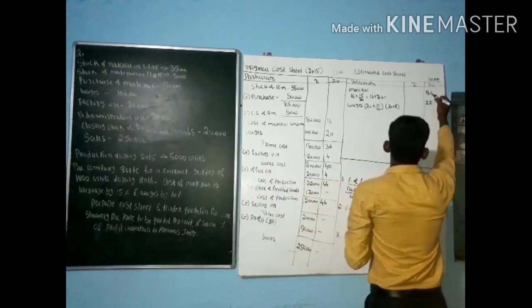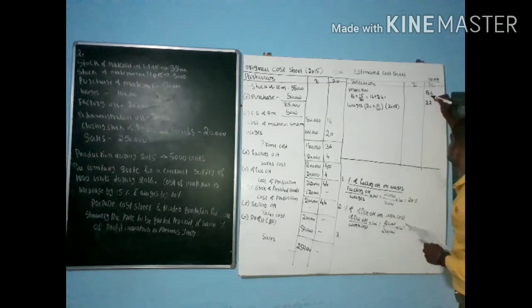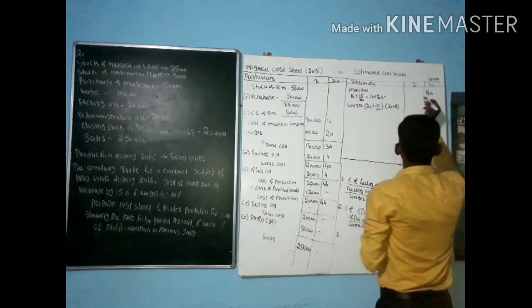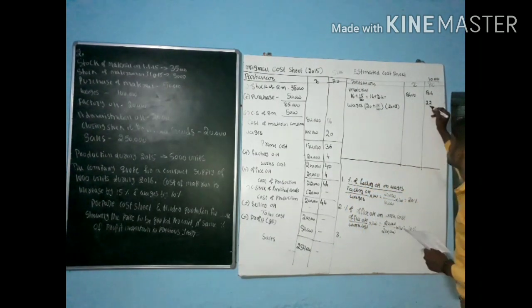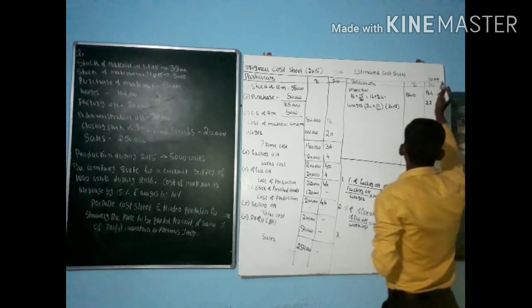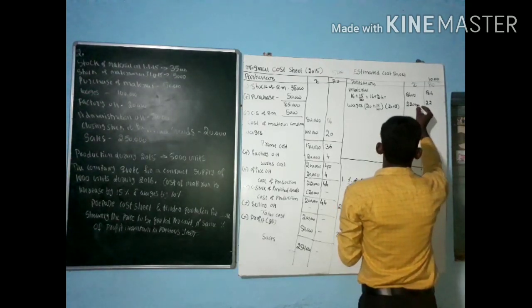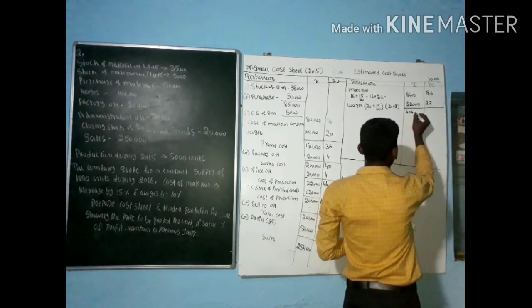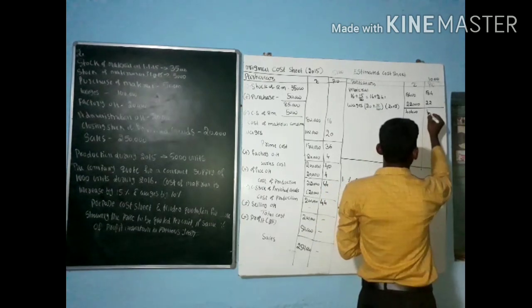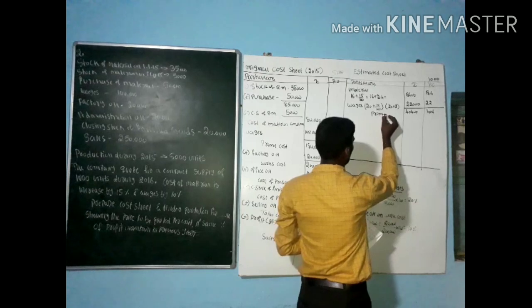Now here 18.4 per unit. How many units are we producing here? 1000. So 18.4 into 1000, that is 18,400. Next one, wages 22 per unit. So if it is 22 per unit, what is it for 1000? 22 into 1000, that is 22,000. So total, that is 40,400. Per unit value is 40.4. It is called prime cost.